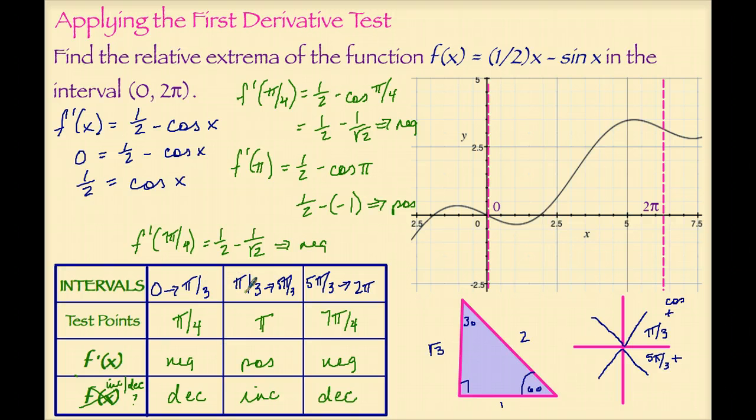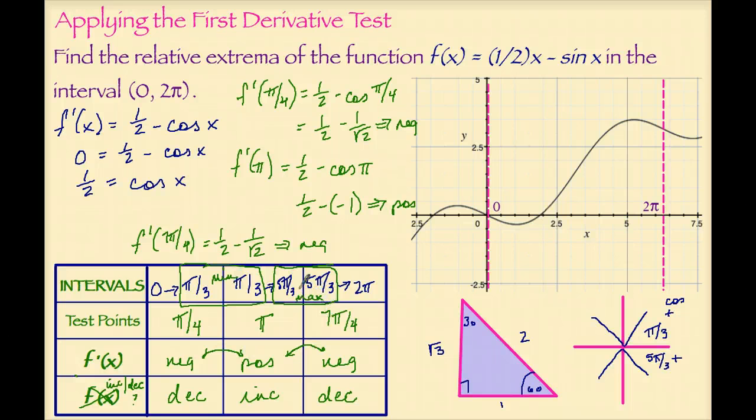Pi over 3 is one of our critical numbers. Notice the first derivative goes from negative to positive there. That means it goes from decreasing to increasing, meaning this has to be a minimum value. Over here at 5 pi over 3, our other critical number, the first derivative goes from positive to negative, meaning it's going from increasing to decreasing. That means 5 pi over 3 has to be a maximum value.